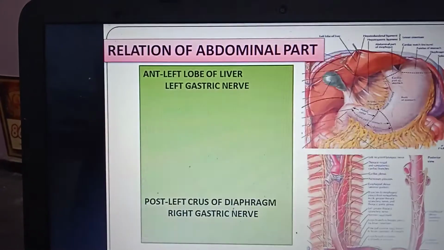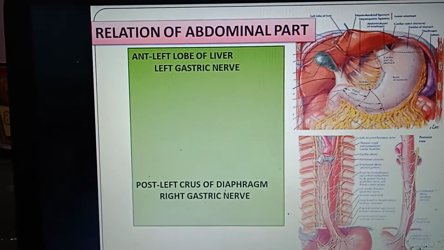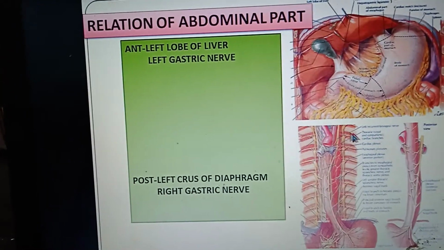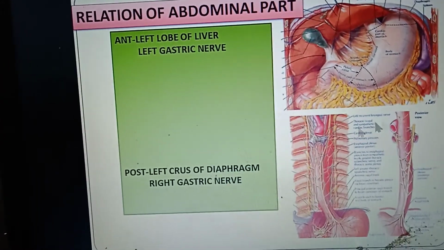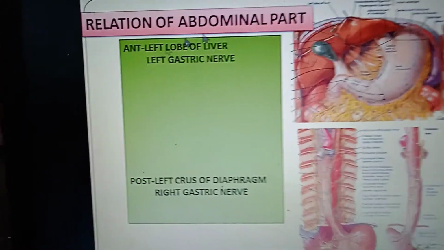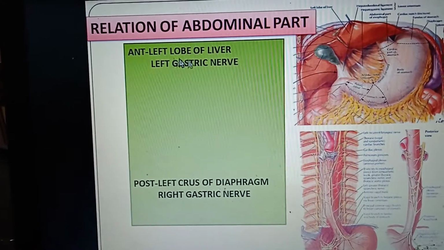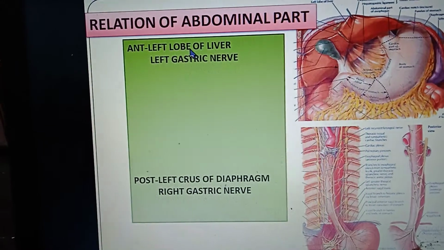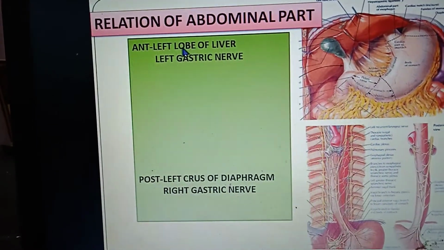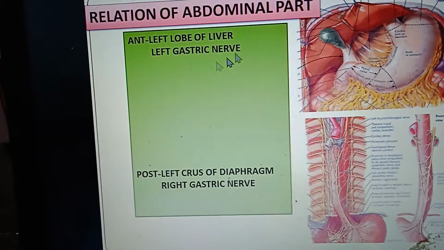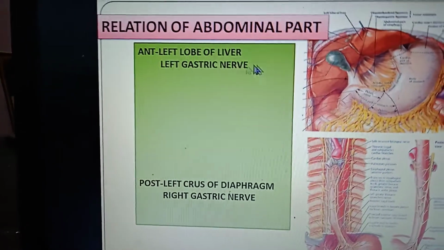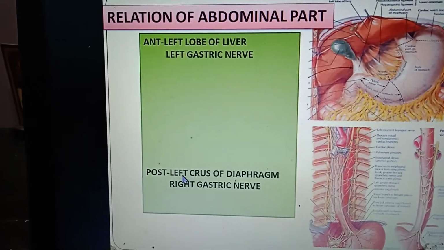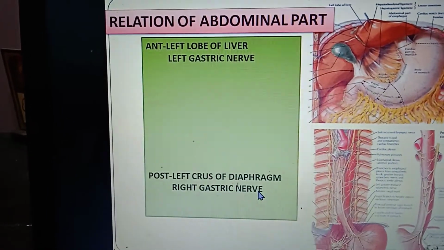This comes in left relation. Now relation of the abdominal part, while it enters inside the abdominal cavity, is very 1 to 2 centimeter. Anteriorly there is a relation with the left lobe of liver. On the back side of the liver, on the left lobe, there is a depression. There is impression of oesophagus, and there is left gastric nerve. And posteriorly there is left crus of diaphragm and right gastric nerve.